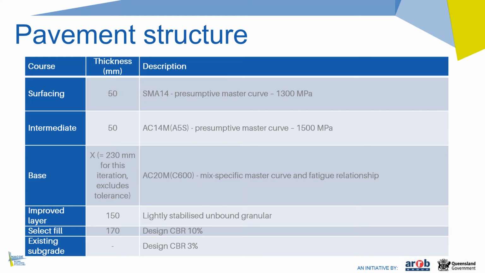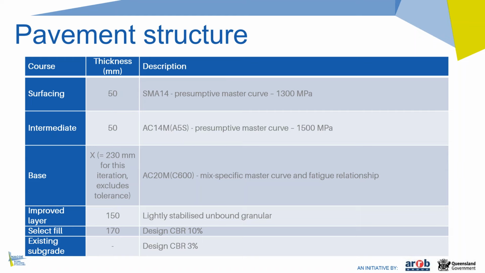We then have a base asphalt, which is an AC20 with class 600 mix. In this case, I'm going to use the mix-specific master curve and the mix-specific fatigue relationship for that layer. And the asphalt's all sitting over the foundation there, which is a lightly stabilised, unbound granular improved layer with a bit of fill and a design CBR of 3% in the subgrade. The thickness design process is iterative, so we need to select an initial thickness for the base layer, which is what we're trying to solve. In this example, I've picked 230 mm for this iteration.